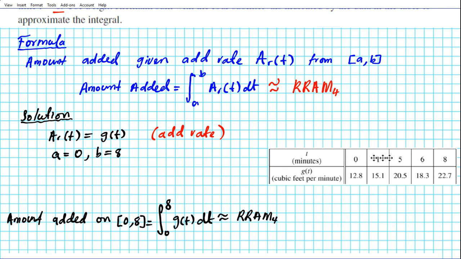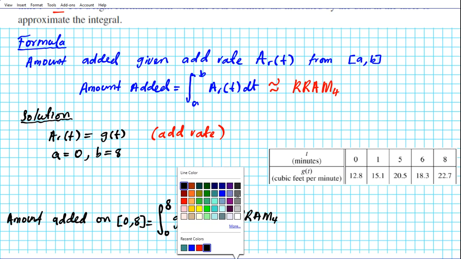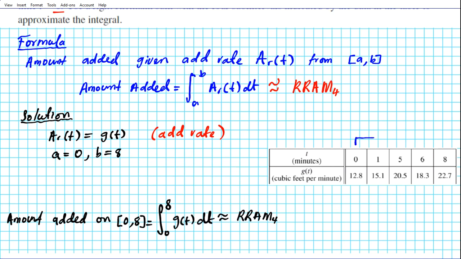The independent variable tells us the width. From 0 to 1, that's the first width, the width W of our rectangle. So 0 to 1, how wide is that? That's 1 unit long. And then the next rectangle goes from 1 to 5. What's the width there? That's a 4 unit wide rectangle.